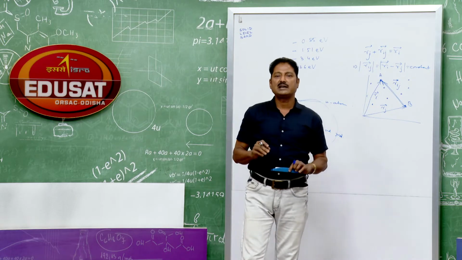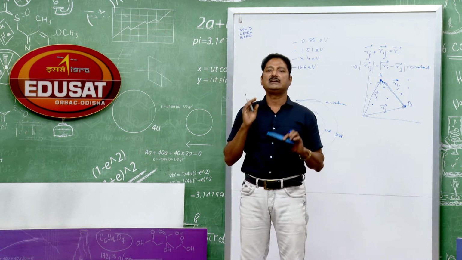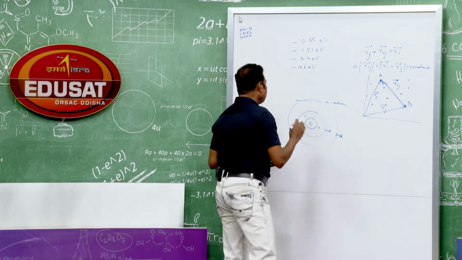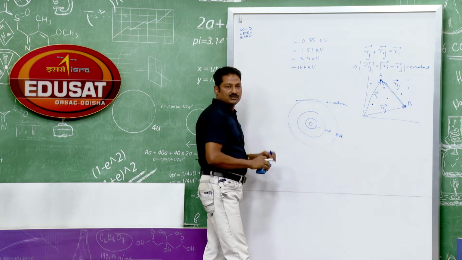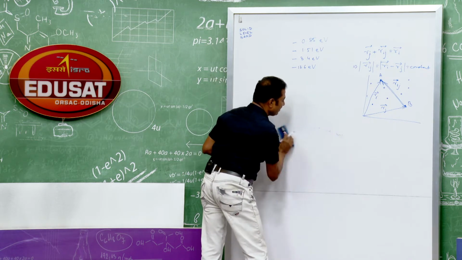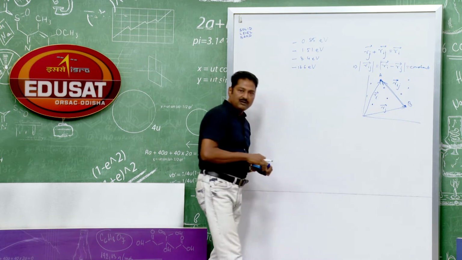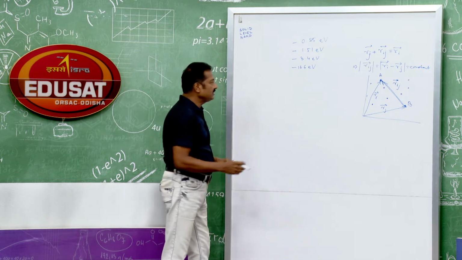So, I mean to say that the electron in each orbit has a definite energy. So, I can represent the energy graphically or pictorially in a diagram. I can represent the electron energy. How?